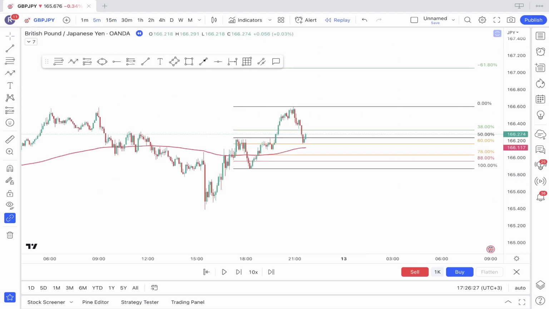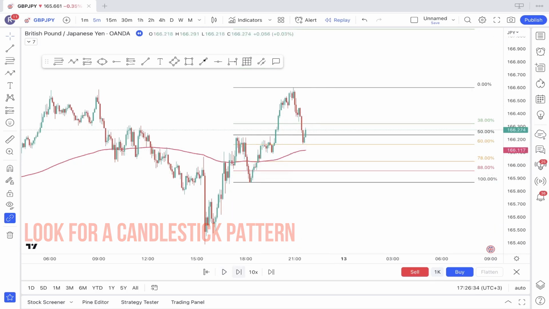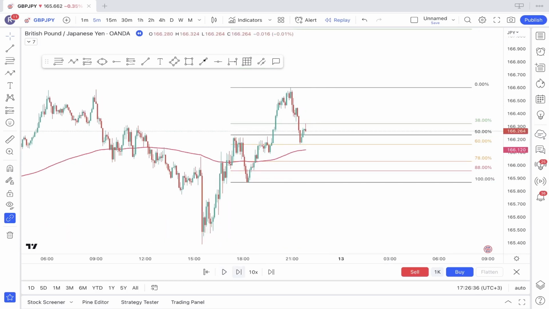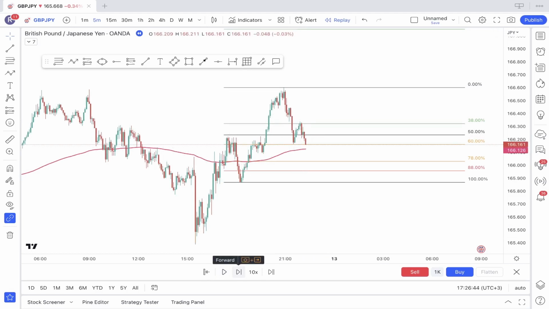And on the 5 minute, we would look for a candlestick pattern right here. There's no candlestick pattern for me to enter. So let's just wait. We are forming a W formation or a double bottom on the 5 minute. That's a great confluence. And another added confluence is the 200 EMA on the 5 minute. So we have two added confluences.